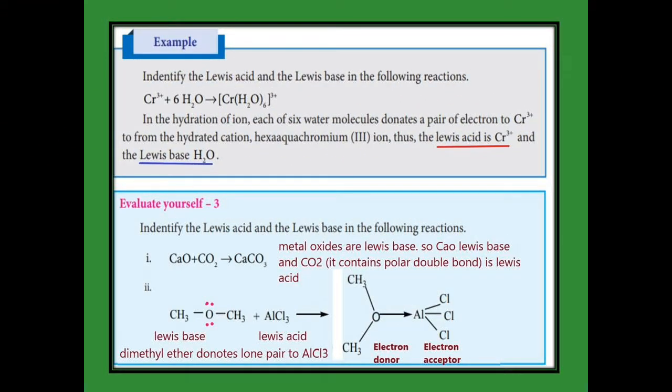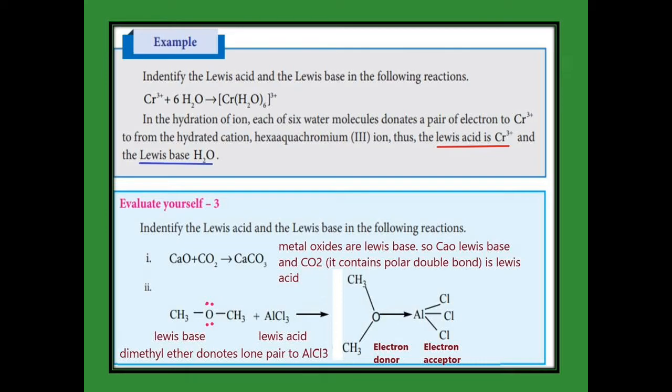In this example, we have to find out which one is a Lewis base and which one is a Lewis acid. Chromium 3 plus: the 3 plus means it has a positive character, so it accepts electrons. So Cr 3 plus is a Lewis acid. And then water: in water, oxygen has 2 lone pairs of electrons, so it donates electrons. Here water is considered a Lewis base. And calcium oxide: all the metal oxides we just studied are bases.